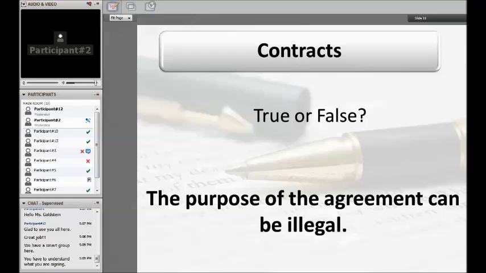Okay, the purpose of the agreement can be illegal. That means that it's not legal. Is this true or is this false? Can you have a contract?